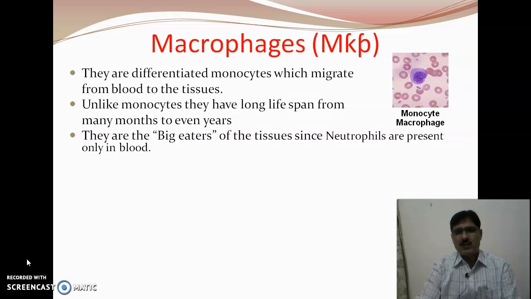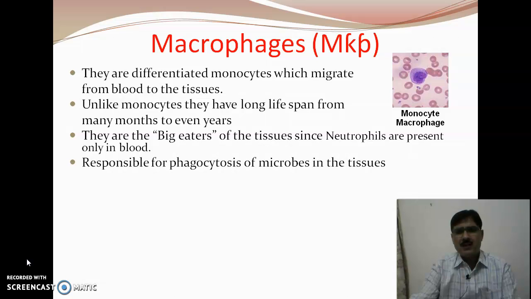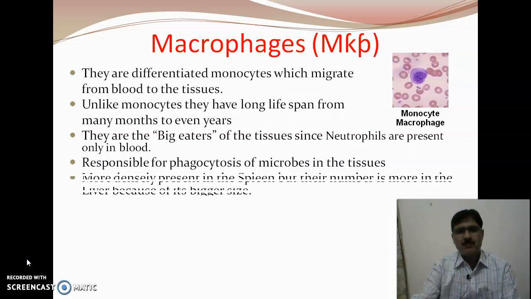The macrophages. As I told you earlier, the macrophages are metamorphosed monocytes which occur in the tissues. So they are the differentiated monocytes which migrate from blood to the tissues. Unlike monocytes, they have a long lifespan from many months to even years. They are the big eaters of the tissues since neutrophils are present only in the blood. They are responsible for carrying out the phagocytosis of microbes in the tissues.